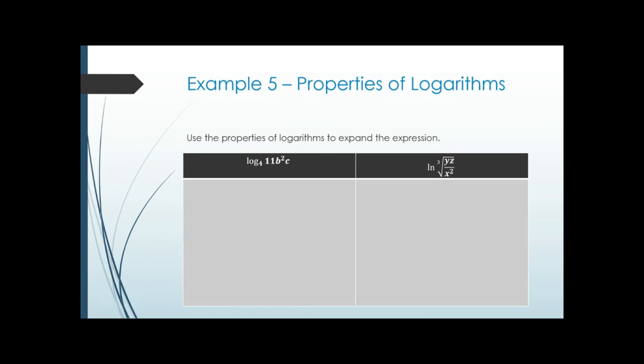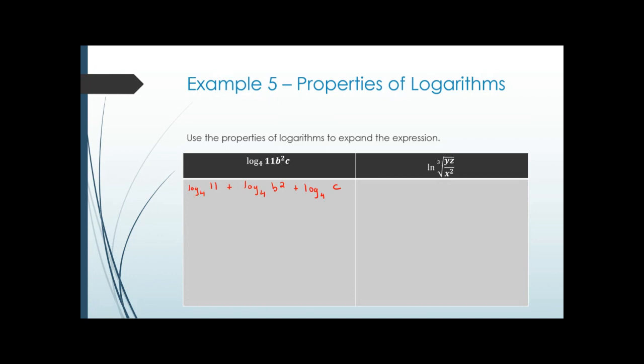So a first one here, log base 4 of 11 times b squared times c. So we have three things that are multiplied together, so I can turn that into three different additions. So that's going to be the log base 4 of 11 plus log base 4 of b squared plus log base 4 of c. So those are all multiplied, so I use the property of logs to turn them into addition.